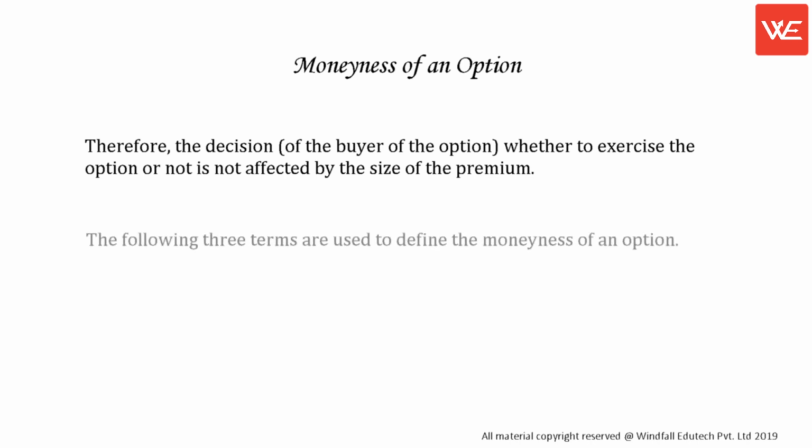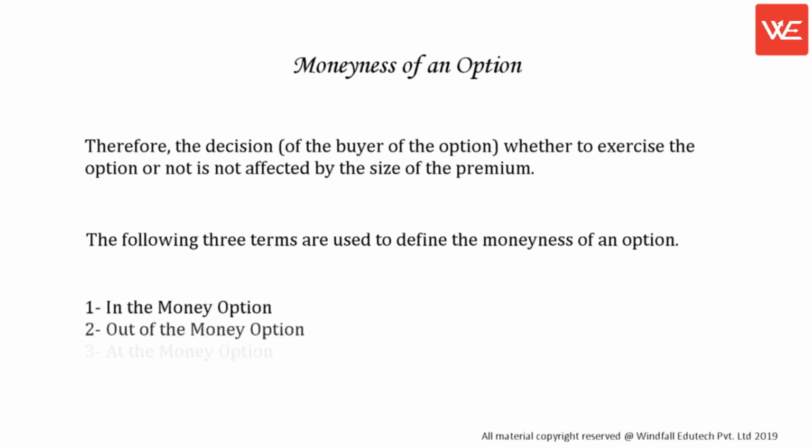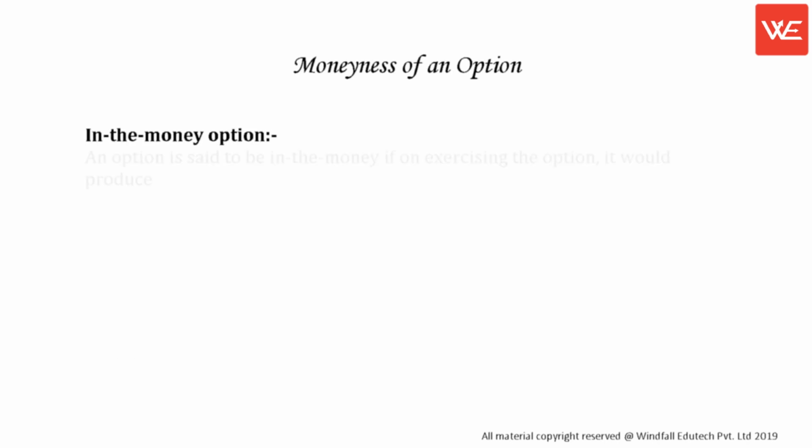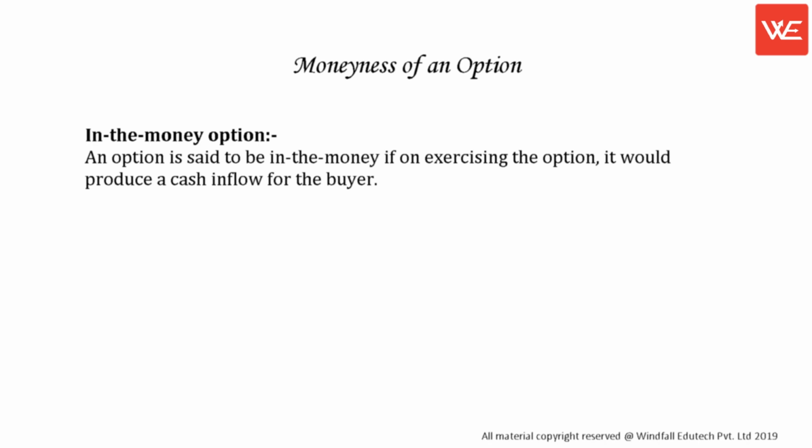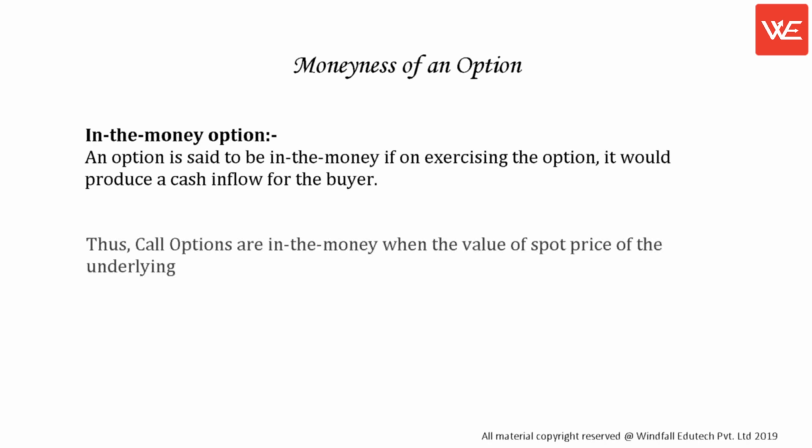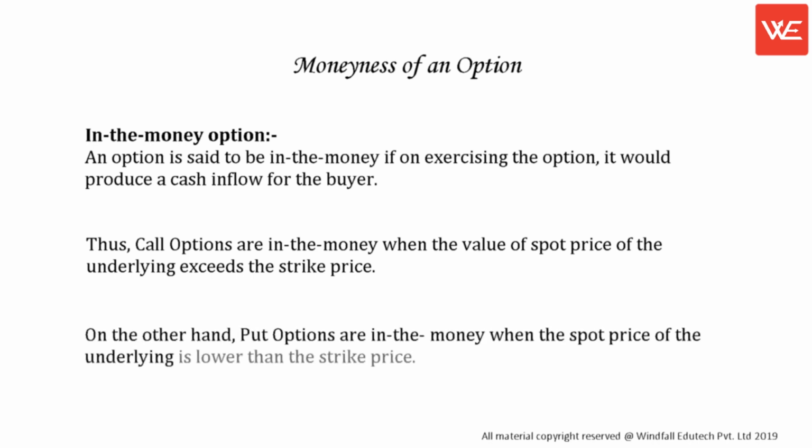The following three terms are used to define the moneyness of an option. 1. In the money option. 2. Out of the money option. 3. At the money option. In the money option: an option is said to be in the money if on exercising the option, it would produce a cash inflow for the buyer. Thus, call options are in the money when the value of the spot price of the underlying exceeds the strike price. On the other hand, put options are in the money when the spot price of the underlying is lower than the strike price.